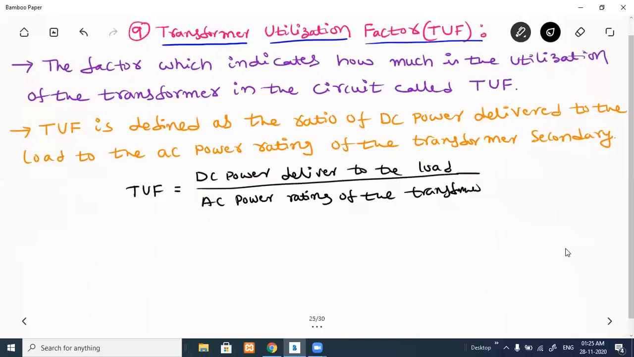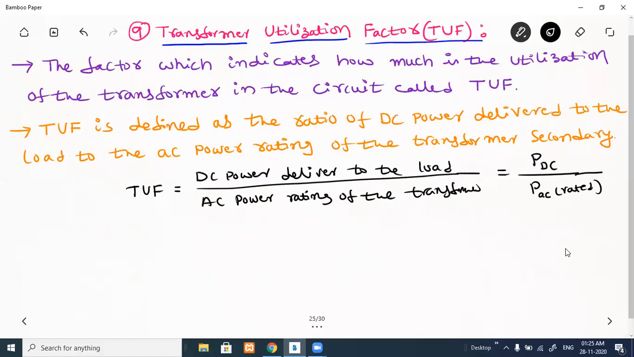So we can represent it as a PDC by PAC. It's not AC power, it is PAC rated. That is the transformer rating, transformer power rating.